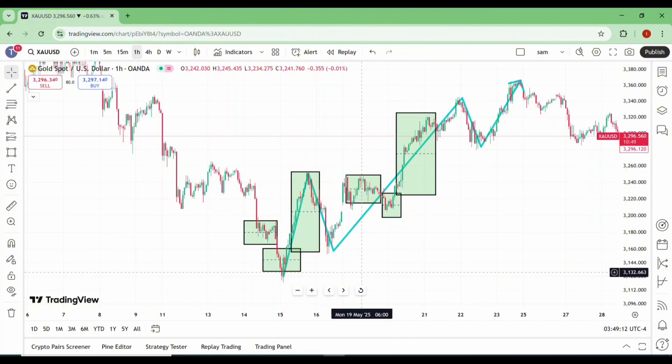What happens when the market reaches its final target and the uptrend or downtrend comes to an end? For example, when an uptrend ends, the market no longer protects the higher lows, and these lows start getting taken out one by one.